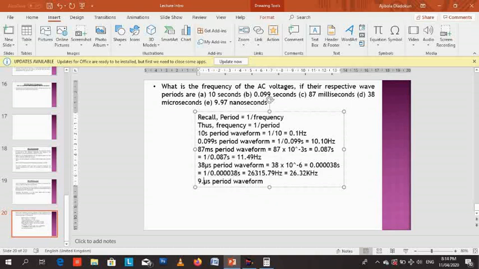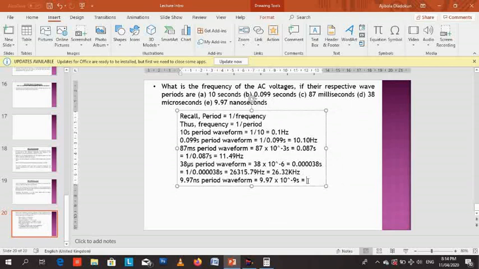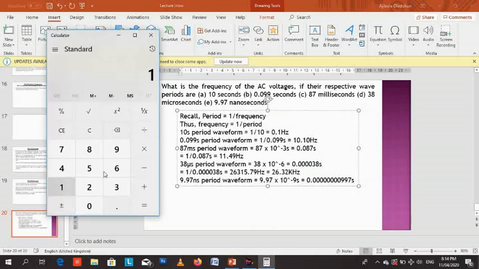So the last but not least, 9.97 nanoseconds. Remember, nano is 10 to the power minus 9 seconds. To find the frequency of a signal that needs just 9.97 nanoseconds to have one complete cycle, simply find the reciprocal of its period, that is 1 over the period.